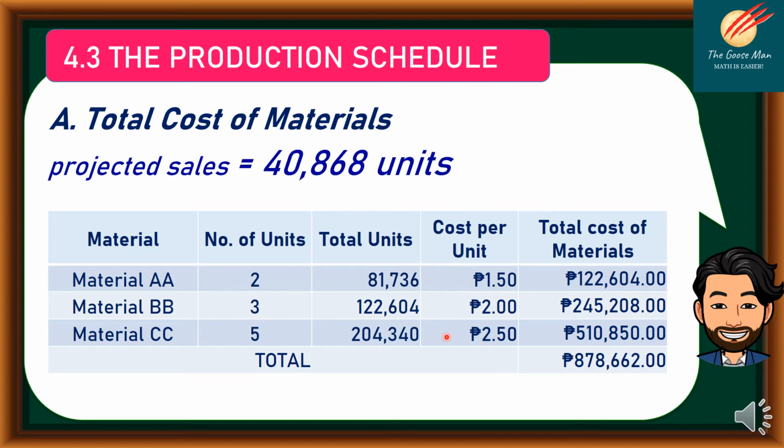So this is an example only. The cost per unit is 150. So multiply 81,736 times 150. So we come up with 122,604. As well as 122,604 times 2. So we have 245,208. Then we have 204,340 times 250. So we have 510,850. So if we add all the total cost of materials, we will come up with 878,662 pesos.